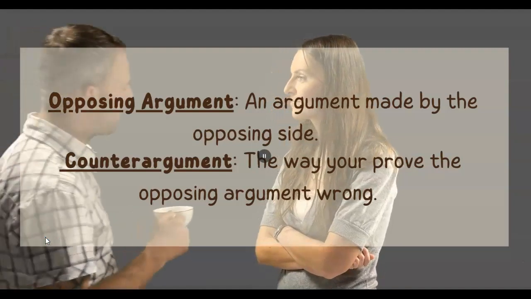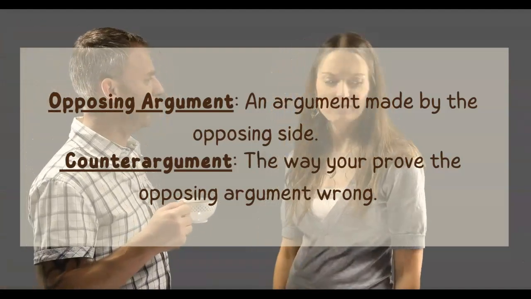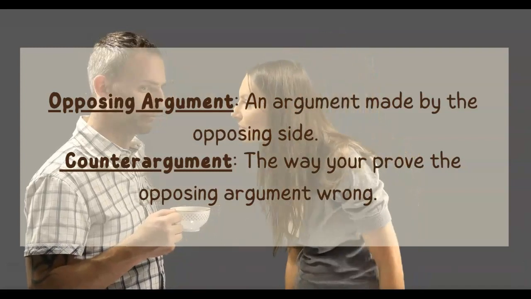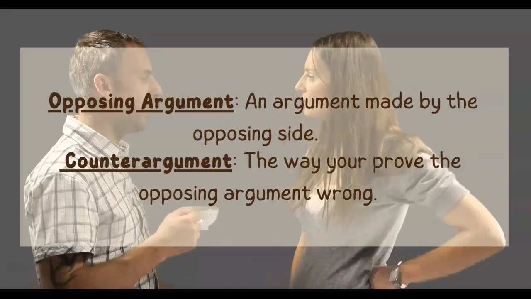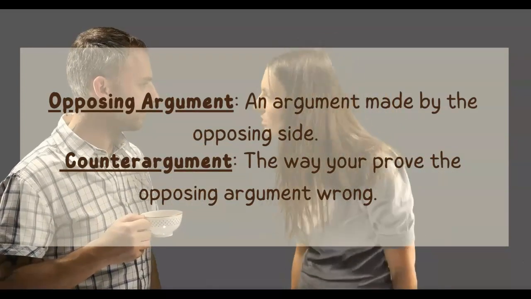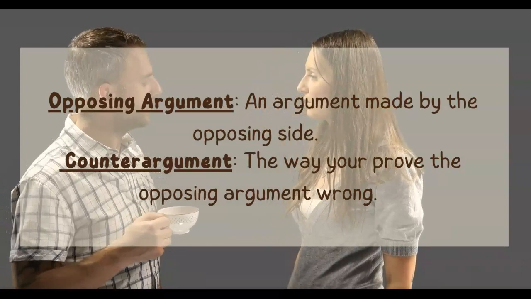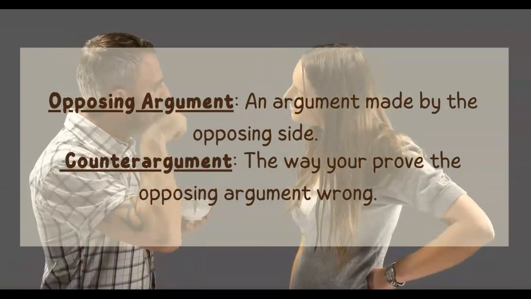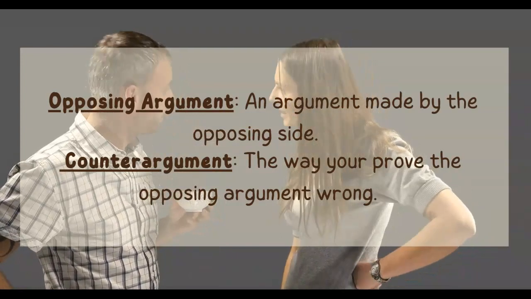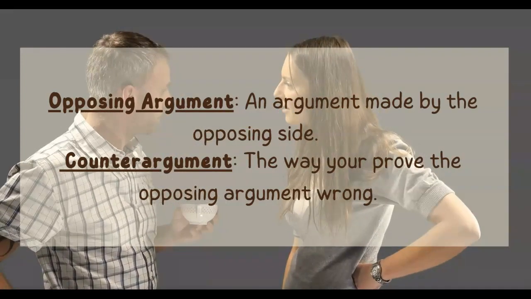When we're thinking about our counter argument paragraphs, there's 2 terms that I want to make sure we understand. The first term is the opposing argument. So what I mean by that is, what's the argument from the opposing side that you are going to prove wrong? So again, you have to think, if someone was arguing against me, what would they say? And that's your opposing argument. The counter argument, on the other hand, is where you prove the opposing side wrong.